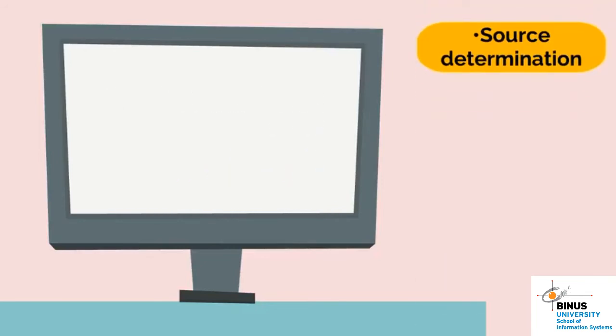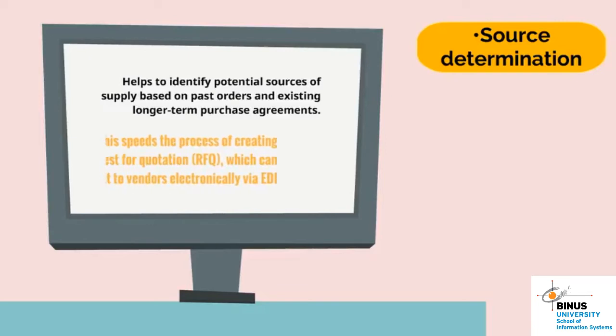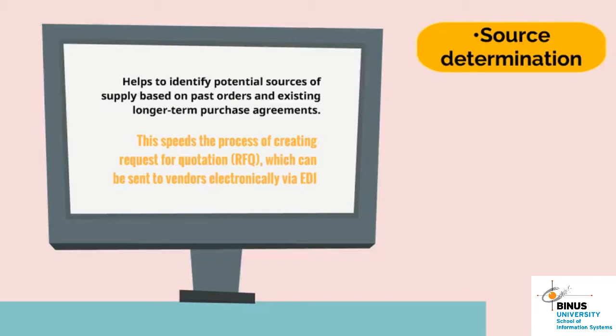The second phase is source determination. mySAP ERP helps you identify potential sources of supply based on past orders and existing longer-term purchase agreements. This speeds the process of creating requests for quotation, which can be sent to vendors electronically via EDI.